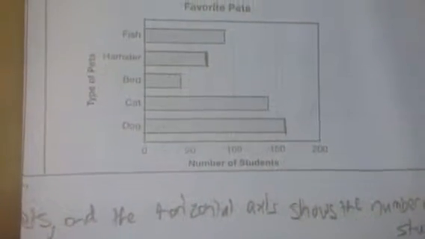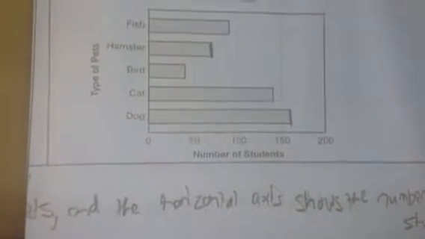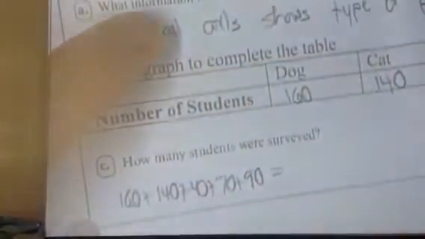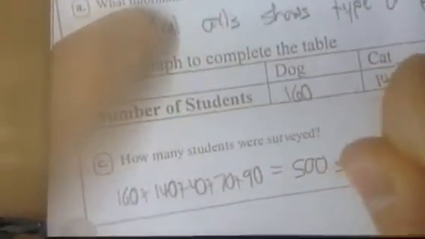Next thing it says in part C, how many students were surveyed? Well, to figure that out, I've got to add up all of the people who said that they liked all these different animals. So add up the number that said they like dog, cat, bird, hamster, and fish. That's just going to be 160 plus 140 plus 40 plus 70 plus 90. Add all those together, I get 500. So 500 students were surveyed.